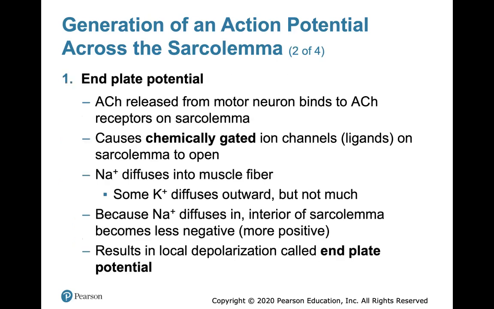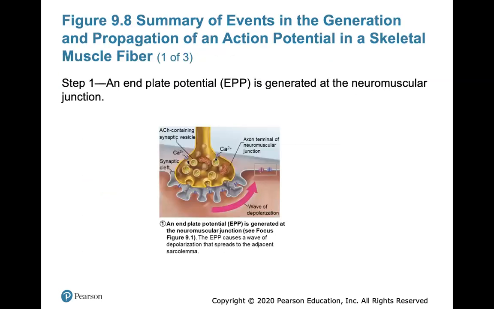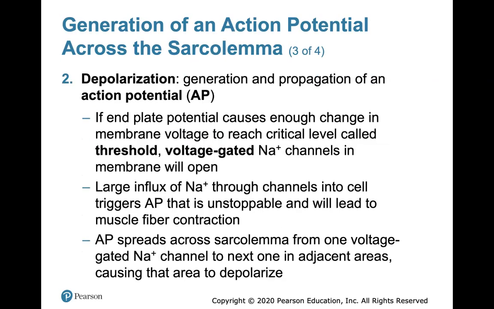End plate potential is when the acetylcholine binds to receptors, causing chemically gated ion channels to open. Sodium diffuses into the muscle cell. Some potassium moves outward, but because sodium diffuses in, this makes the inside of the cell more positive. This results in what we call depolarization, or an end plate potential. That is shown here by these three steps, which you can read through on your own.